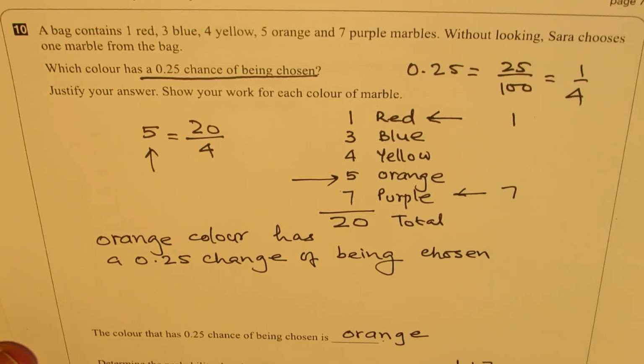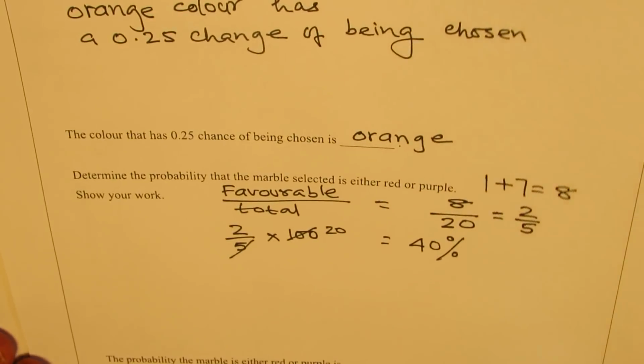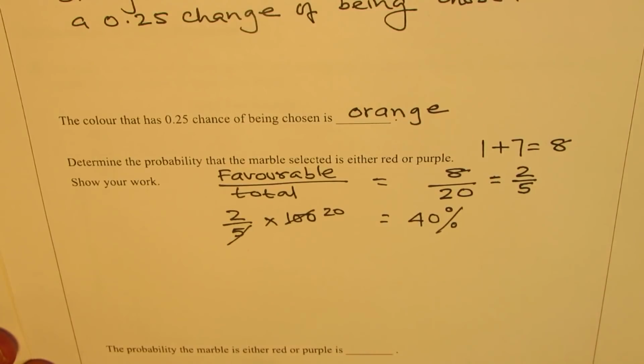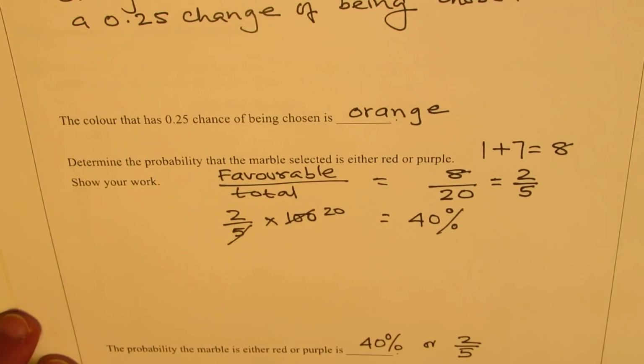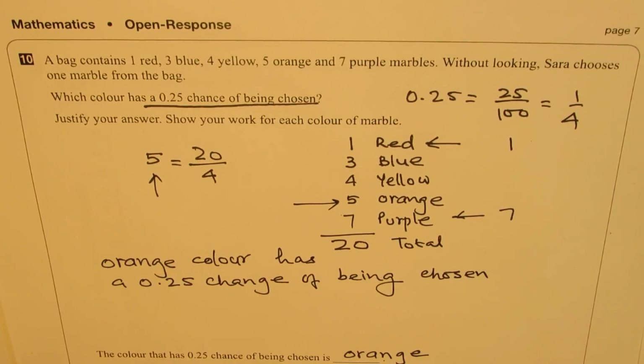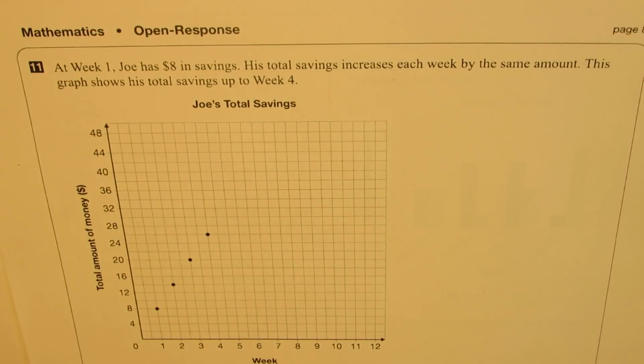Perfect. So the answer will be written here: the probability the marble is either red or purple is 40%, or we can say 2 out of 5. Does that make sense to you, right? So that is how we are going to answer this particular question. I hope the concept is absolutely clear. Let's move on and take question number 11.